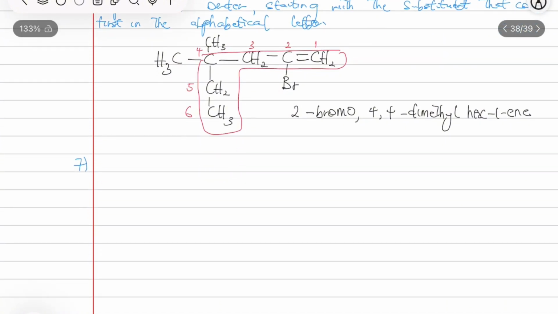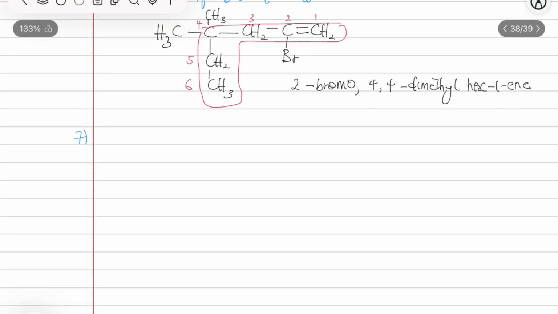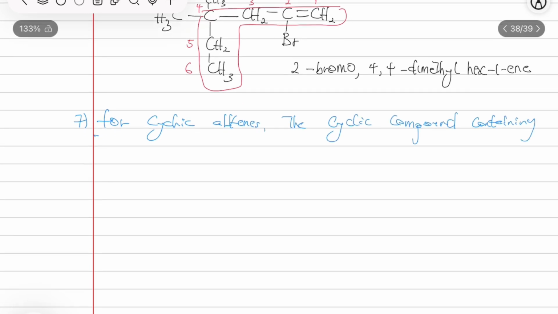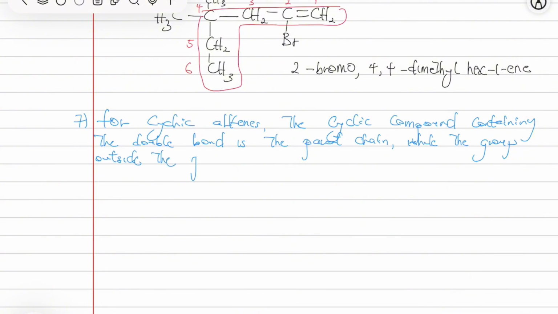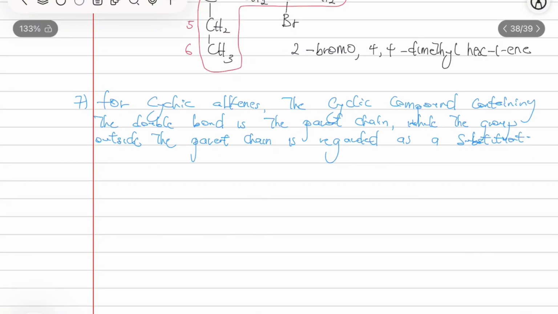It is hex because the longest chain that contains the double bond contains 6 carbon atoms, and it is 1-ene because the double bond is at position 1 of the parent chain. For cyclic alkenes, the cyclic compound containing the double bond is the parent chain, while the group outside the cyclic compound is regarded as the substituent. Let us examine these examples below.